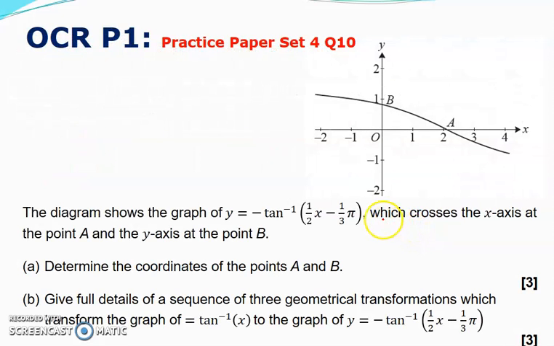The diagram shows the graph of this. This looks like quite a horrid graph, which crosses the x-axis at the point A, and the point B. Determine the coordinates of the point A.